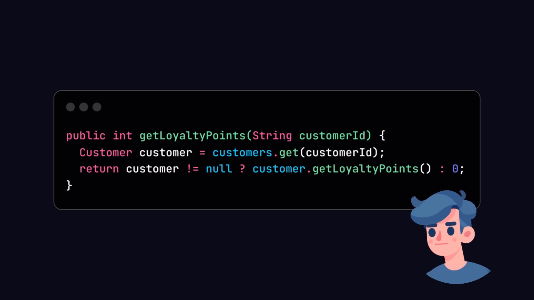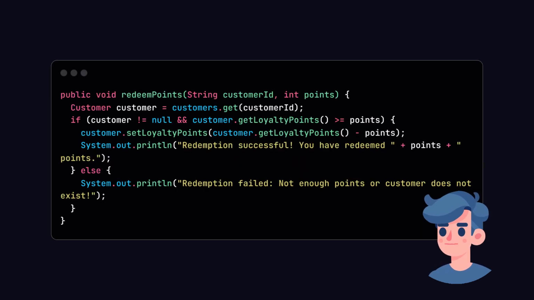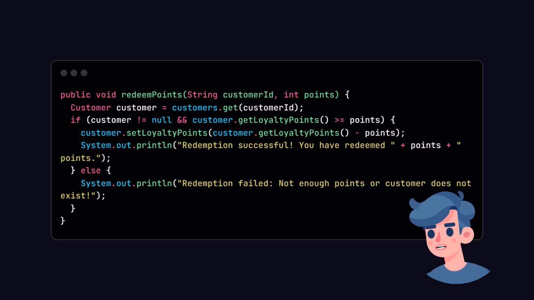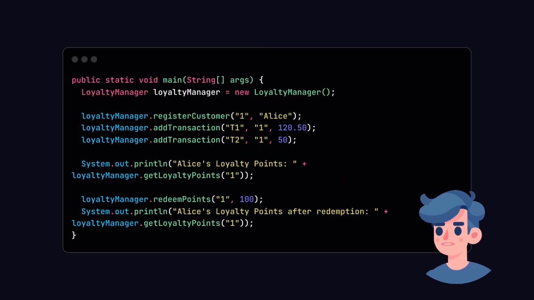Let's move on to implement methods for checking a customer's loyalty points. The getLoyaltyPoints method retrieves the customer's current points. Now that we've completed the basics of our loyalty manager, let's discuss rewards. We'll create a simple reward system where customers can redeem points for discounts. With the redeem points method, we check if the customer has enough points and then process the redemption.